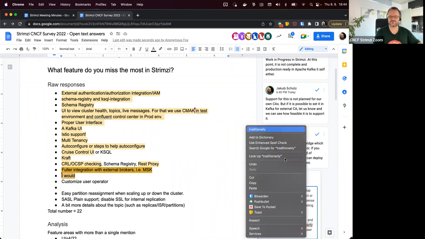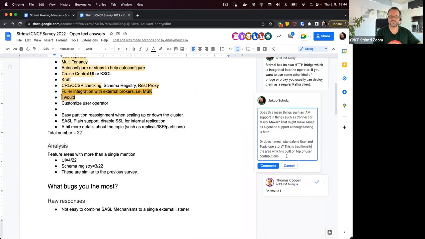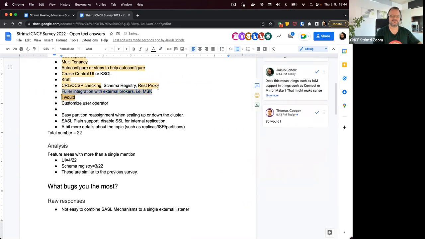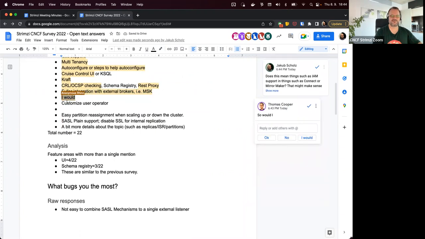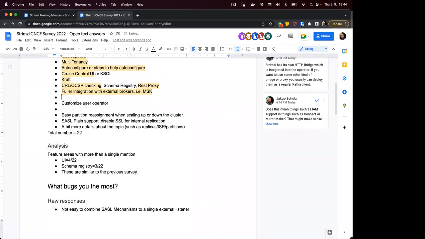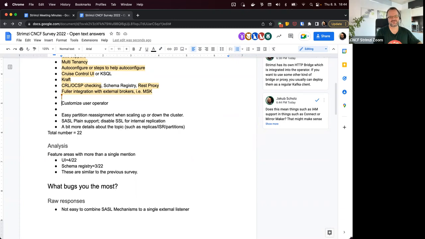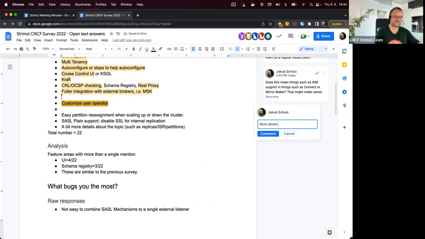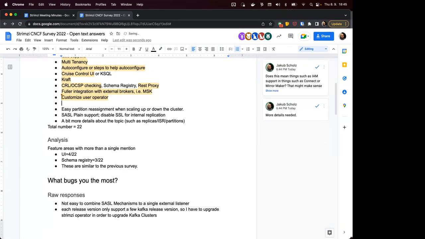Anyone has anything else to this? Okay, then I guess Tom would do this so we can remove it. I would. Okay, customize user operator. I guess it would be good to know how to customize it or what to customize. Yeah, I agree. It's unclear at the moment.